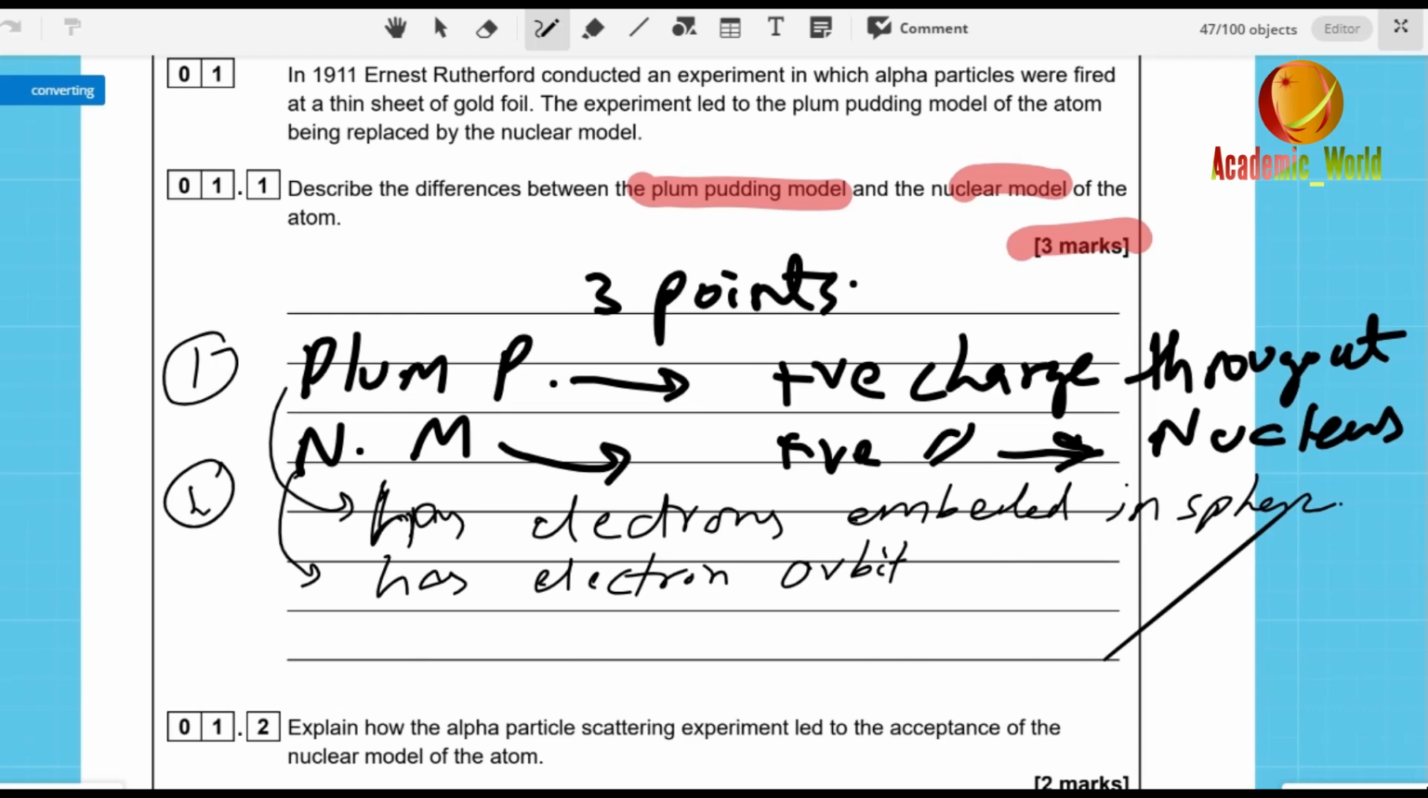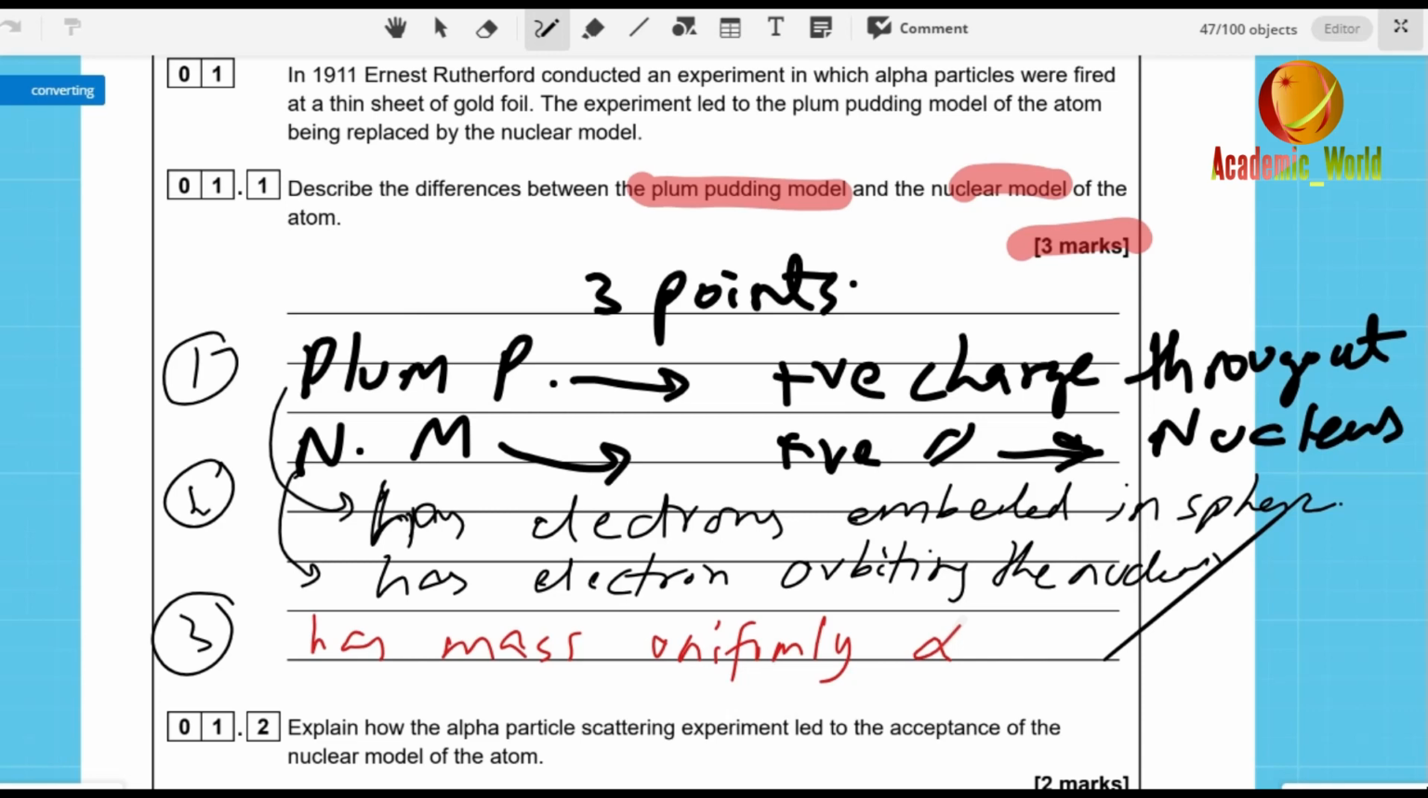Okay, and the third point you can write here is that the plum pudding model has mass uniformly distributed, while the nuclear model has the mass concentrated in the center. Okay, so that's the first question.